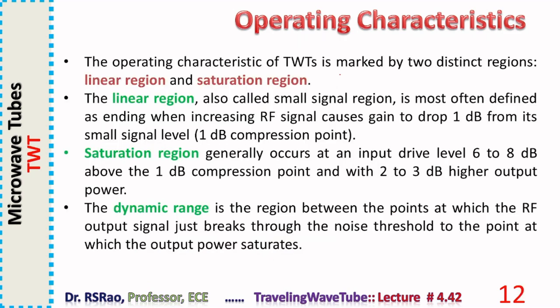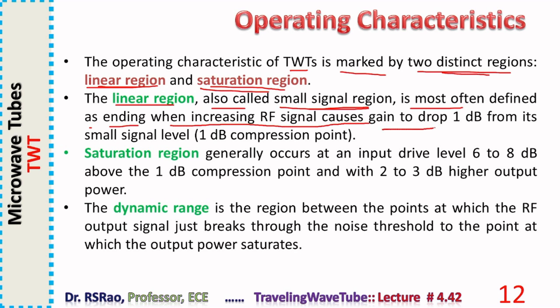Some points we now consider to understand a little more deeply the functioning of the device under operating characteristics. The operating characteristic of TWTs is marked by two distinct regions: the linear region and the saturation region. The linear region, also called the small signal region, is most often defined as ending when increasing RF signal causes gain to drop 1 dB from its small signal level. That is the 1 dB compression point. The saturation region generally occurs at an input drive level 6 to 8 dB above the 1 dB compression point, with 2 to 3 dB higher output power.